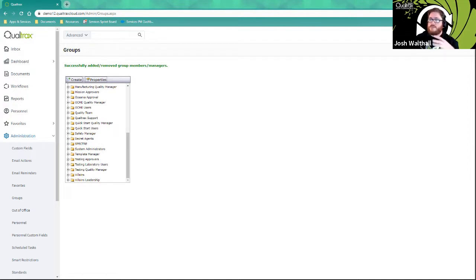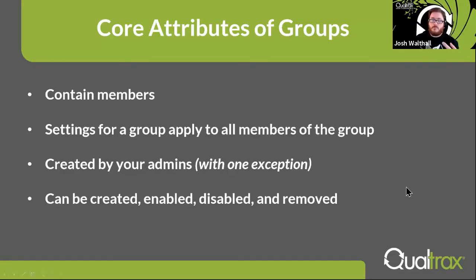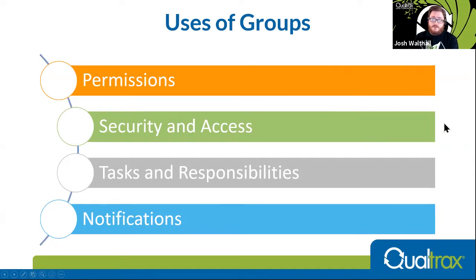So now that we've talked through the basics of what groups are, what their core components are, and how to create them and modify them, let's talk about how you actually use groups in the system. So there are four main categories of uses of groups in Qualtrax. The first one is permissions. I showed you when you create a group, you have a list of permissions there. You can also see that if you edit the properties of a group. So that is one use of groups, is that you can apply permissions to a group and those permissions are conferred to everyone in that group.